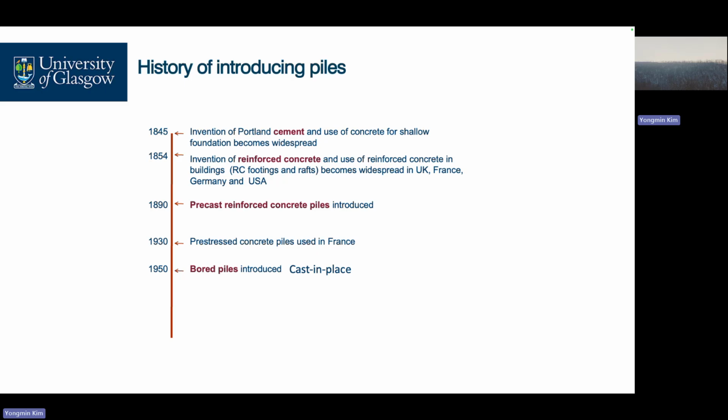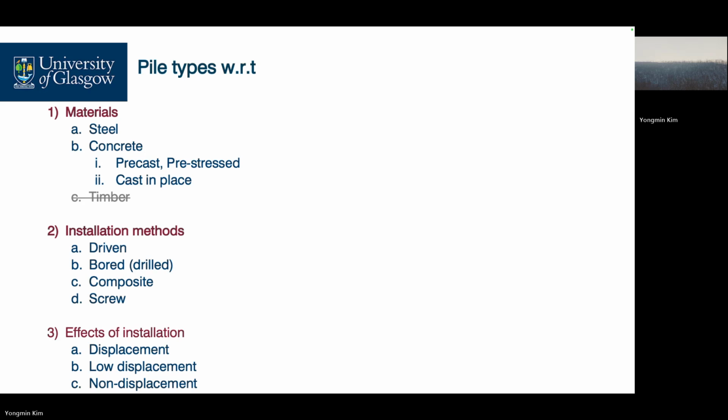Sometimes we can call it precast concrete pile, or we can call it bored pile, cured in place. We appreciate such brilliant inventions. So our piles can be divided into three categories: with respect to material, installation method, and effect of installation.